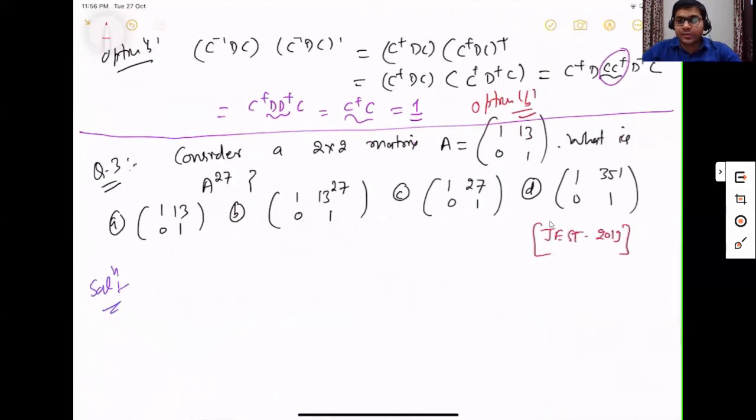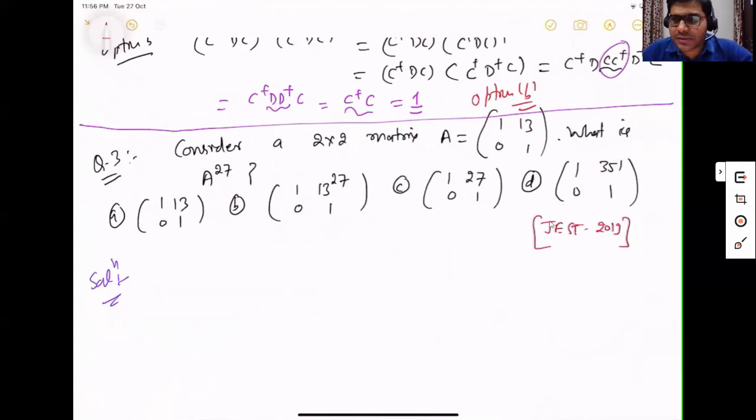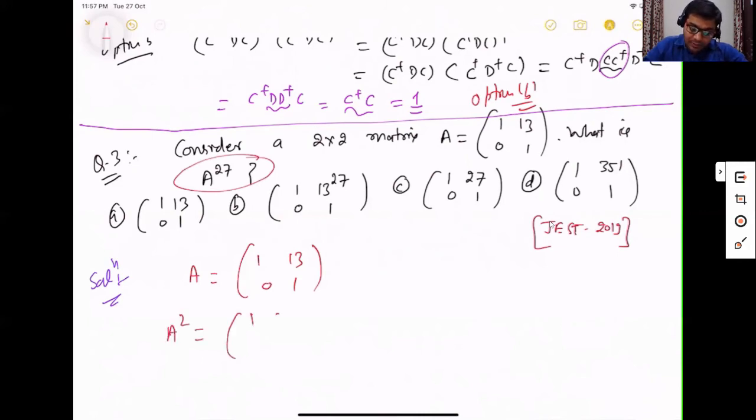This is the third question asked in JEST 2019 on matrices, and it was the last one. Only these three questions were asked in JEST 2019 on matrices. This is a rather simple one. We have been given a 2 cross 2 matrix A, which is 1 13 0 1, and we have been asked to find A to the power 27. For example, if I write A square, what will that be? That will be 1, 26, 0, 1.